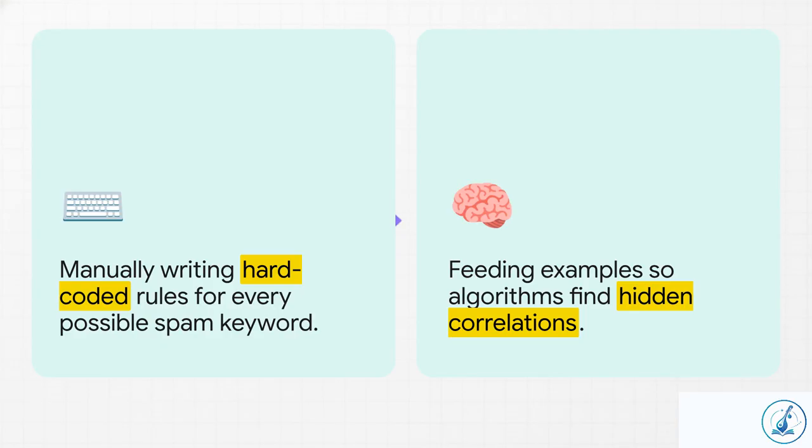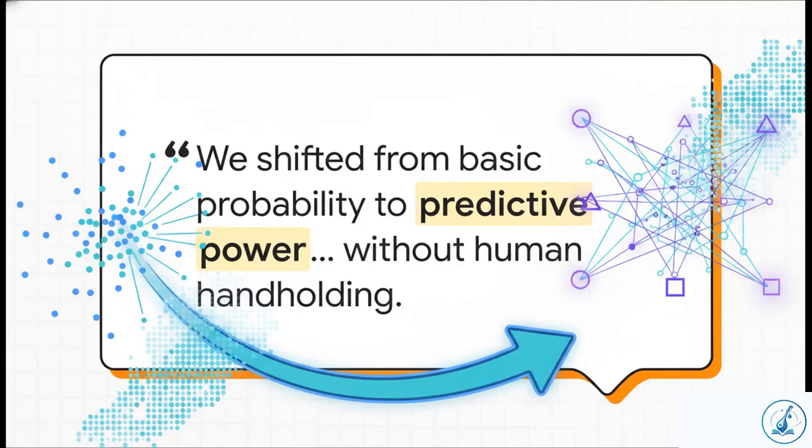Think about spam emails. Instead of hand-holding algorithms to spot a spam email by trying to manually write a rule for every possible spam keyword, which honestly fails miserably, we just fed them data. We provided thousands of examples of spam alongside legitimate emails, allowing the system to tweak its own internal math and find hidden statistical correlations. This shift was revolutionary because for the first time, machines were discovering correlations entirely on their own.